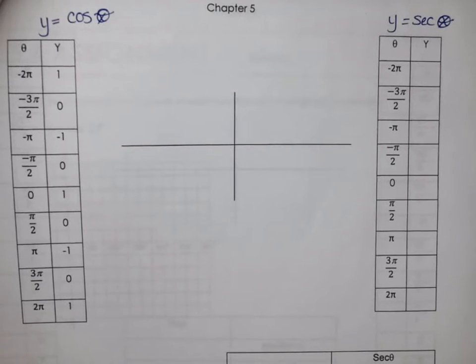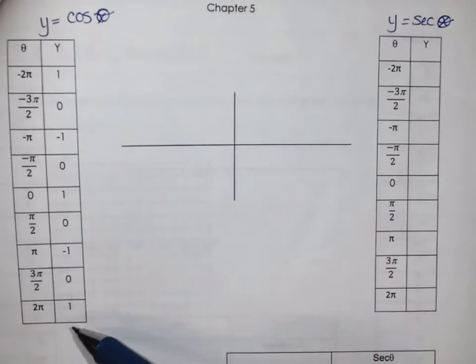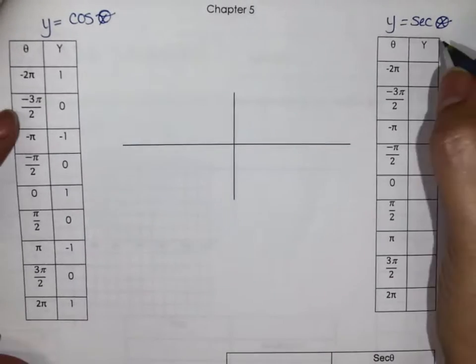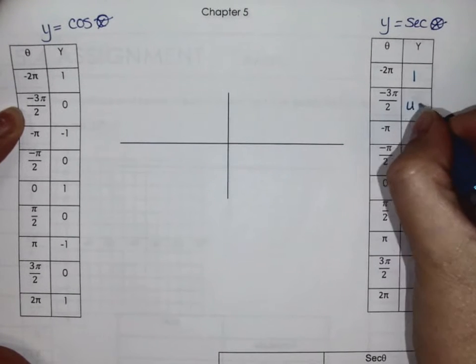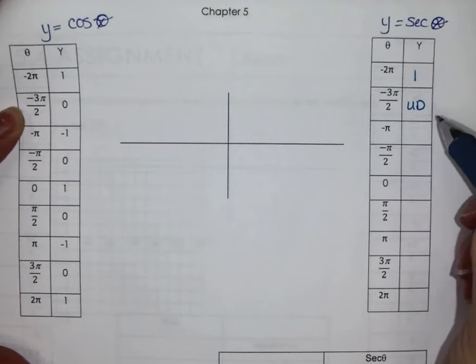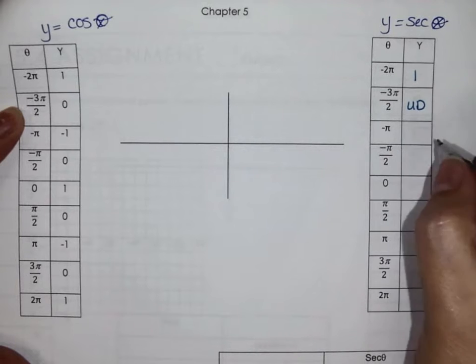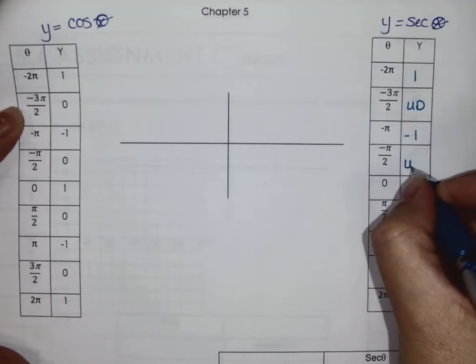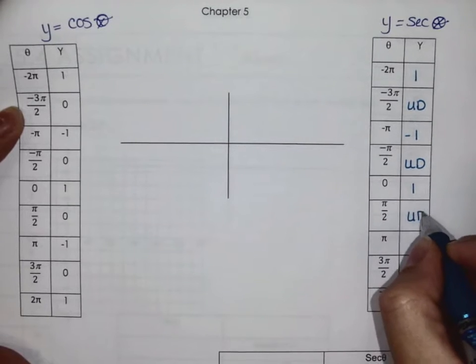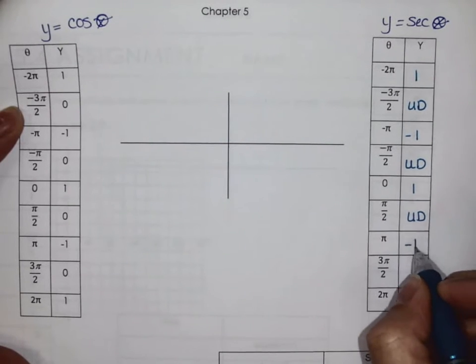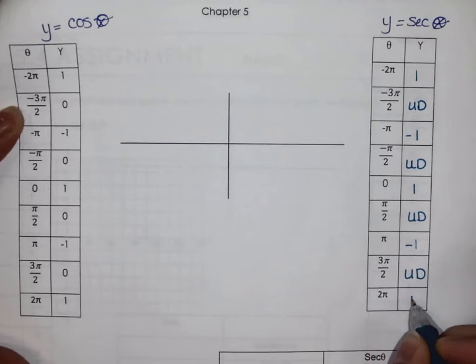So now secant, we're going to do the same thing that we did with the cosecant chart. We're going to reciprocate all of our y values. So the reciprocal of 1 should be 1. What's the reciprocal of 0? Undefined. You guys sound so excited. So undefined is going to result in an asymptote. -1. Undefined. 1. Undefined. -1. Undefined. 1.